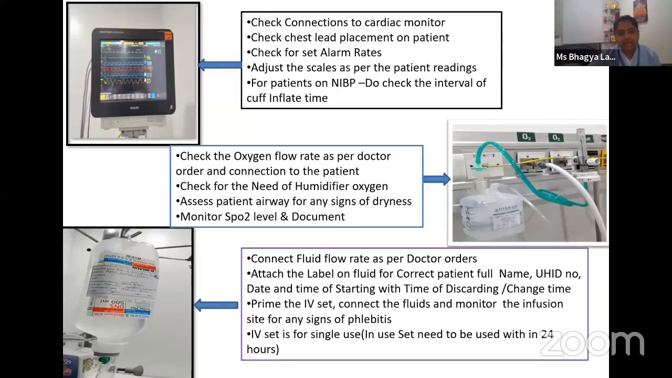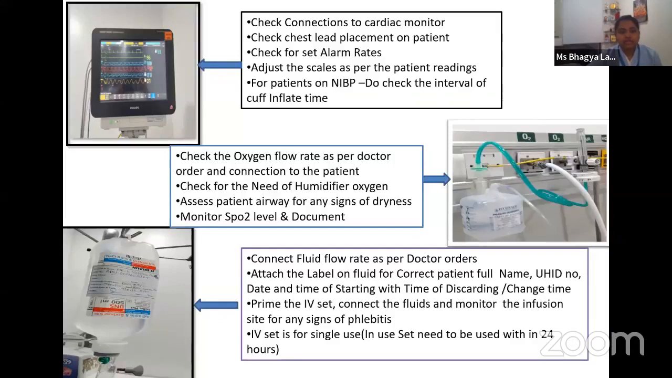Then check the set alarm rates. Why am I telling this? Because if the patient is with AF, the heart rate will be a little higher, like tachycardia, it may be 150 or 140. The continuous monitor gives an alarm, so we should never neglect it. First, we have to identify and diagnose the patient. If it is really AF, then with the permission of the doctor, we can set the alarm rates. Then adjust the scale as per the patient readings. If you see our scale looking shorter or longer, ECG rhythm understanding and diagnosis is a little tricky. So we have to adjust the scale of the rhythms according to the patient's heart rate.